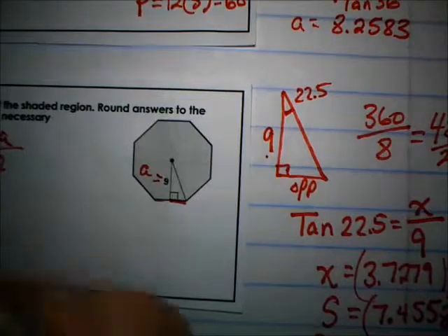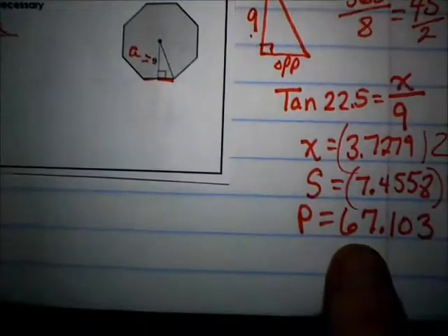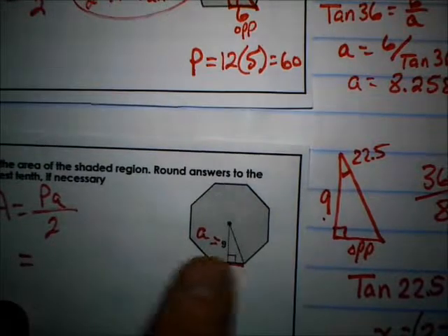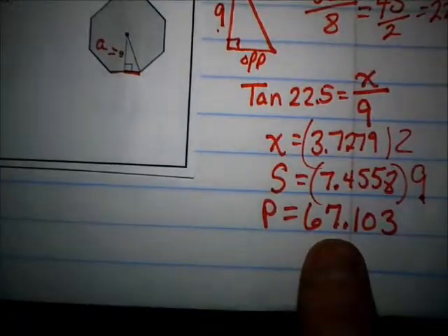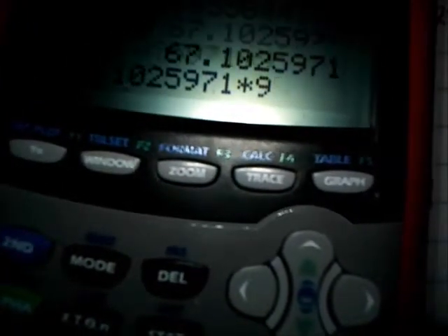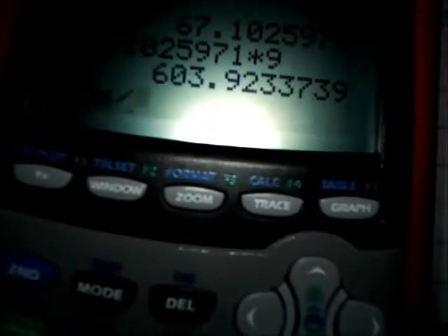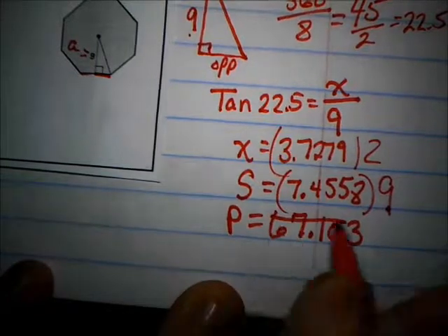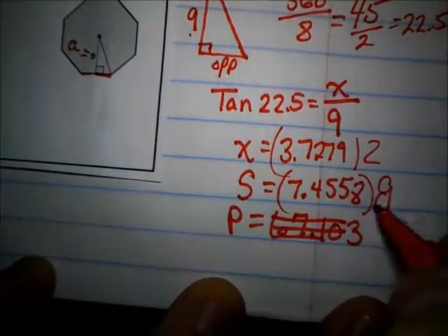Now I'm ready to go to my formula because I have the perimeter given to me. I know my apothem is 9, so I'm ready to do that number times 9. So I'm going to take that number, multiply it times 9, and then divide it by 2. Oh, I messed up. Hang on. I just saw it. I don't have 9 sides, I have 8 sides.